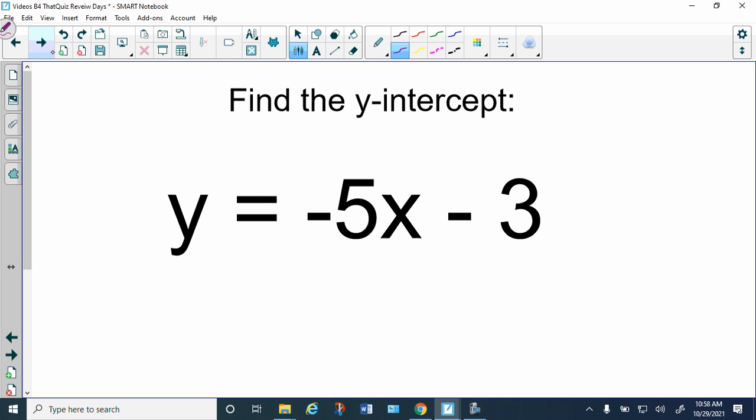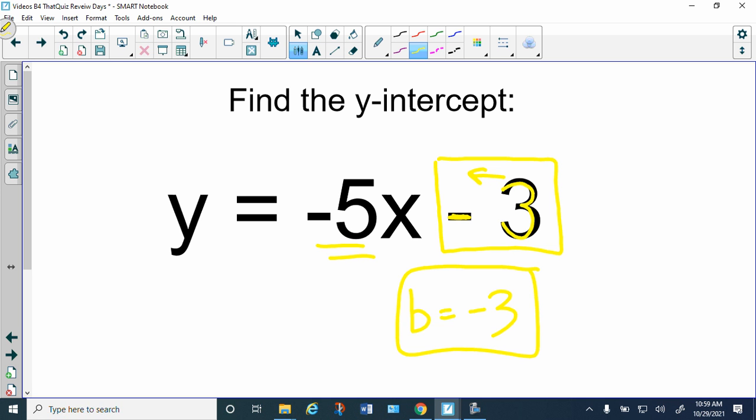All right, find the y-intercept. Go ahead and write it down. y equals -5x minus 3. Once again, we already know that this is our slope, and the -3 is our y-intercept. So listen, just like that Beyonce song, to the left, to the left. We're always going to, when we see a number, look to the left of that number to see what its sign is. And that's not a 3, that's a -3. So the y-intercept is -3.